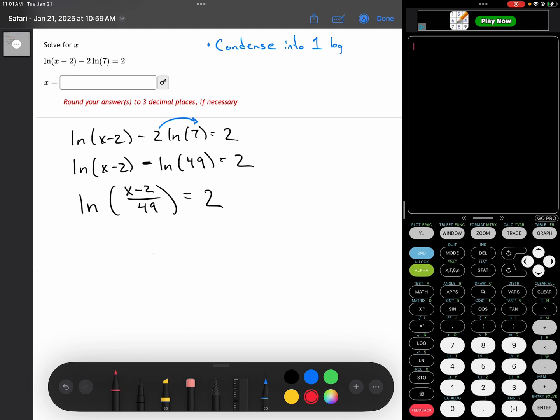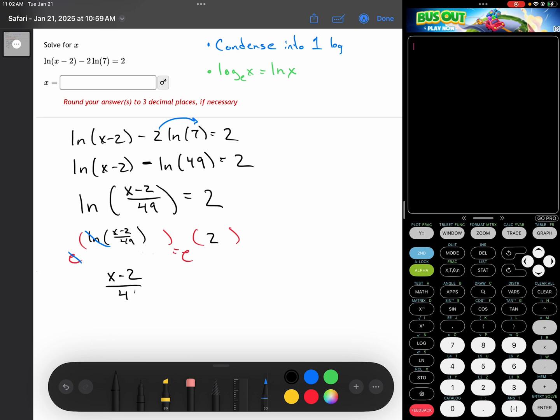Now we can start by solving to get that x alone. So you're going to do e to both sides. So e to the left side equals e to the right side. That's how you cancel out a natural log, because a natural log is a base of e. So just something to remember here: log base e of x is the same thing as the natural log of x. And so you have the natural log of this fraction in here. It looks like you got a lot going on, but what happens is that this e and that natural log cancel out. So you're left with x minus 2 over 49 is equal to e squared.